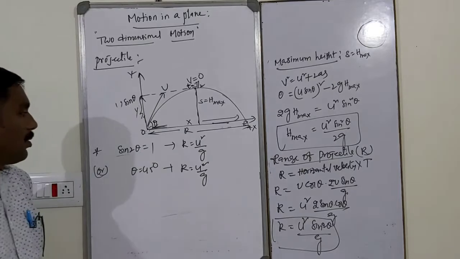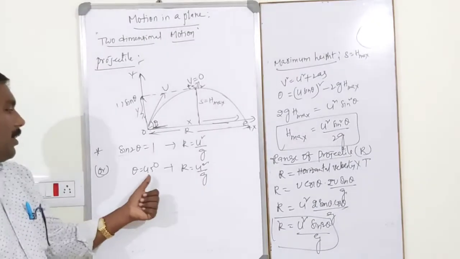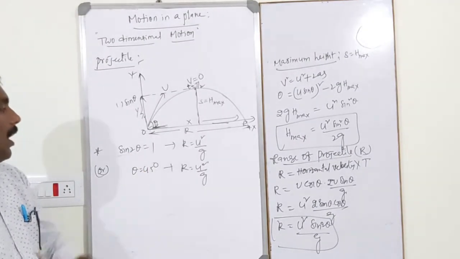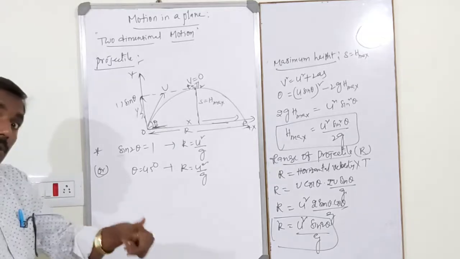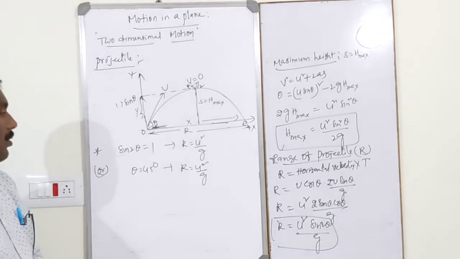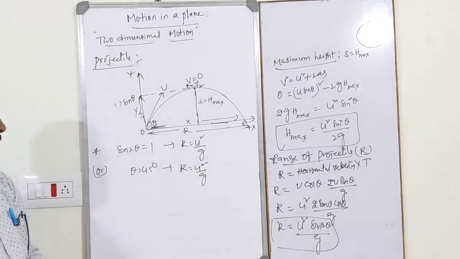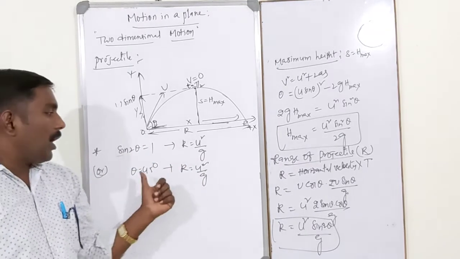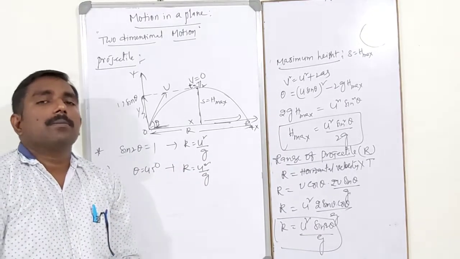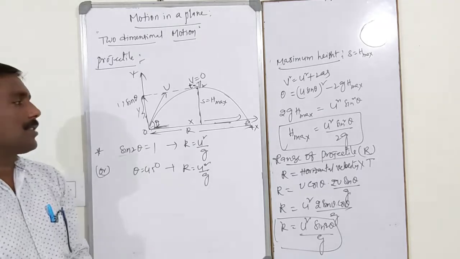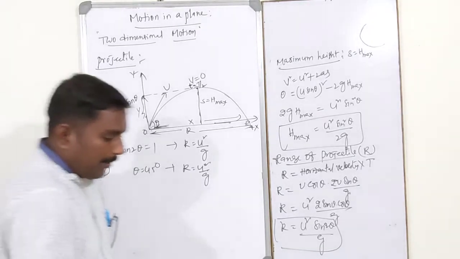Sin 2 theta is equal to 1, so 2 theta is equal to 90 degree. Range is maximum when theta is equal to 45 degree. Okay. So for 45 degree angle, range is maximum, students.